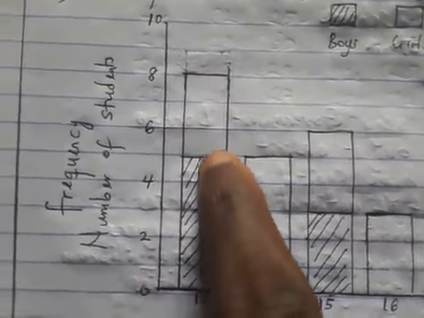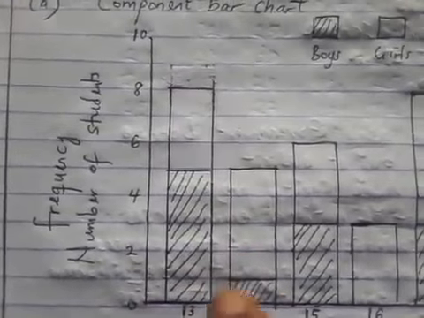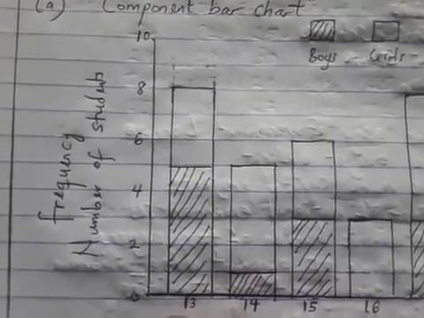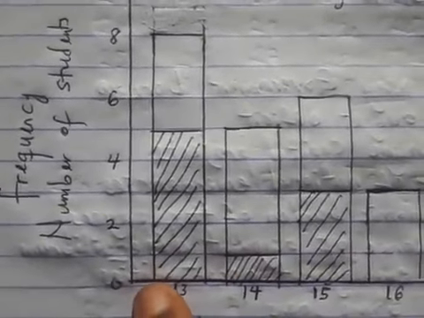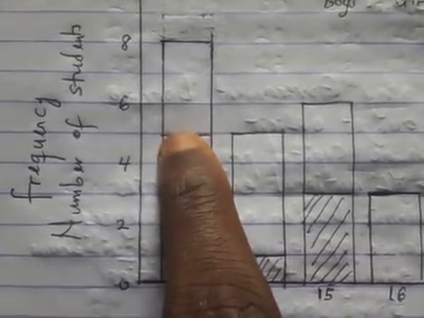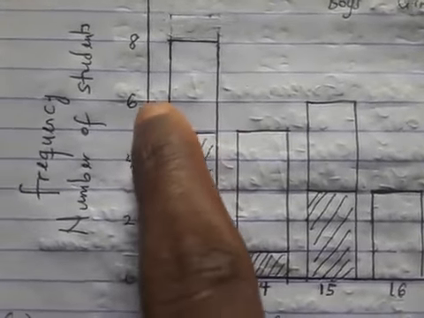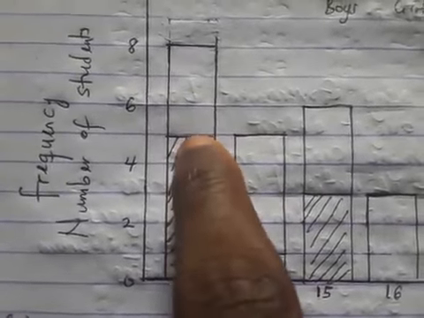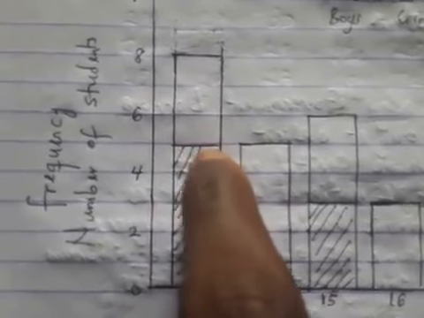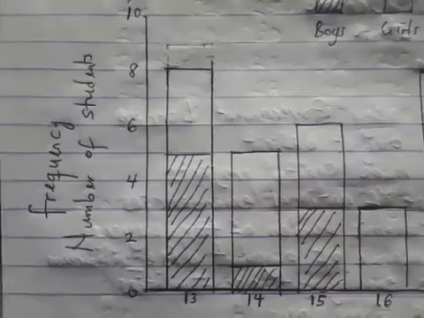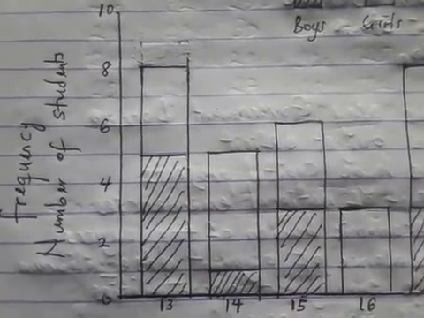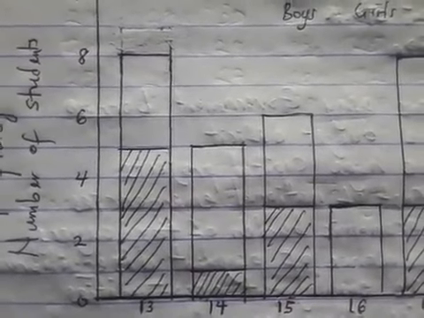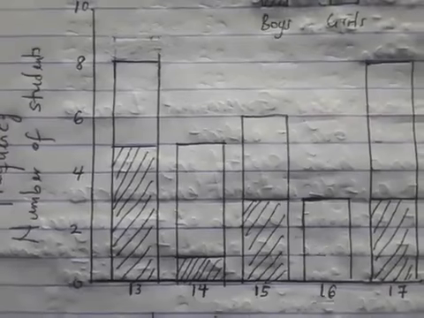The boys is the one that is shaded. The girls is the one that is not shaded. That means the bars for the boys is from 0 to 5, in between 4 and 6. You can see it. This is the bars for the boys, while the bars for the girls is the remaining part, which is from 5 to 8, which is 3. Have you seen that? So that is how to draw a component bar chart, putting both the girls and the boys together as one.